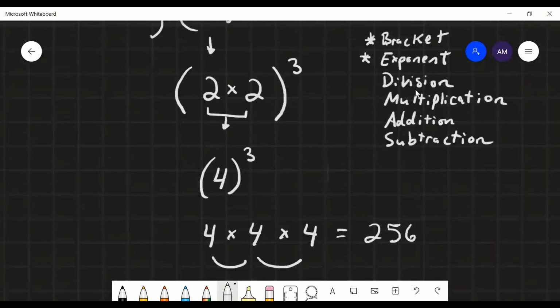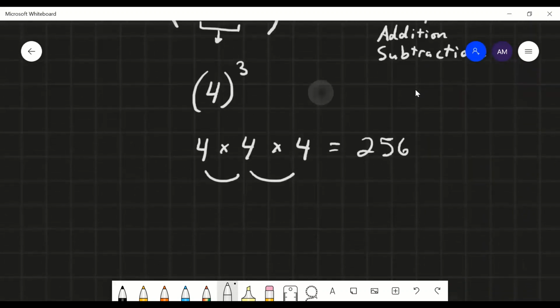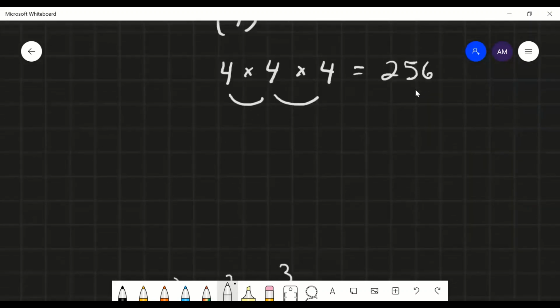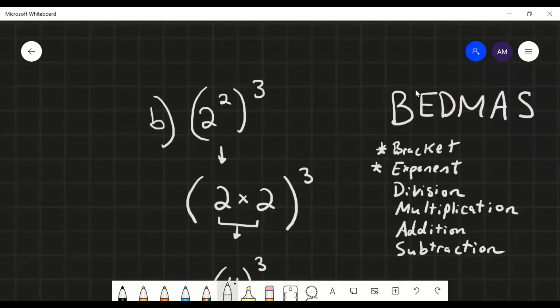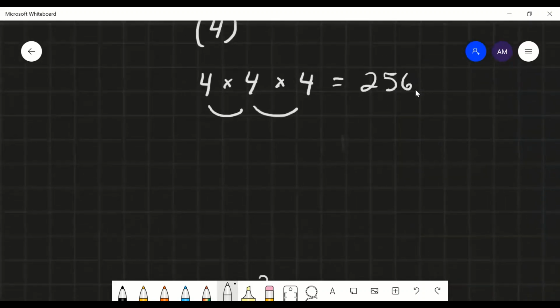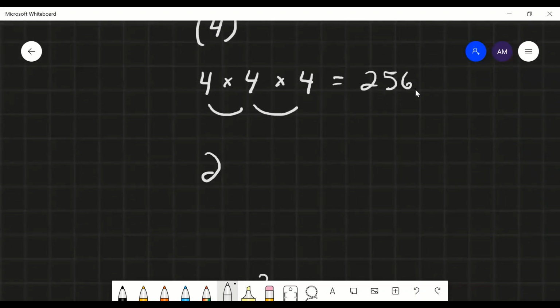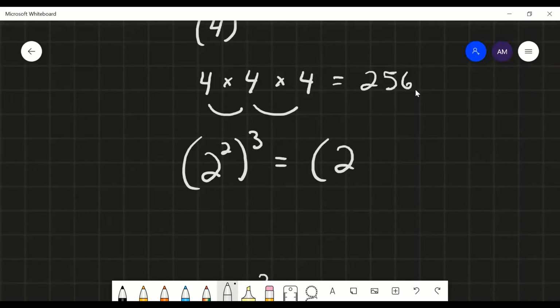So, okay, is there a better way to do this? Well, I'm going to think about this a slightly different way. So recall the question here was 2 to the power of 2 in brackets all to the power of 3. So I'm going to copy that again. 2 squared to the power of 3. And we said that 2 squared is just 2 times 2, all to the power of 3.